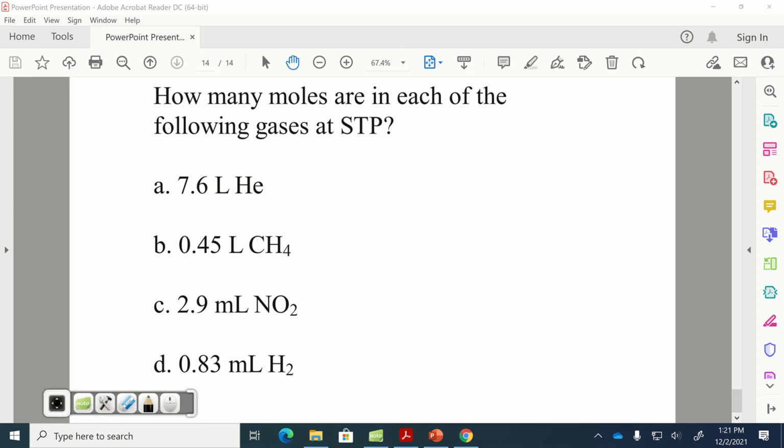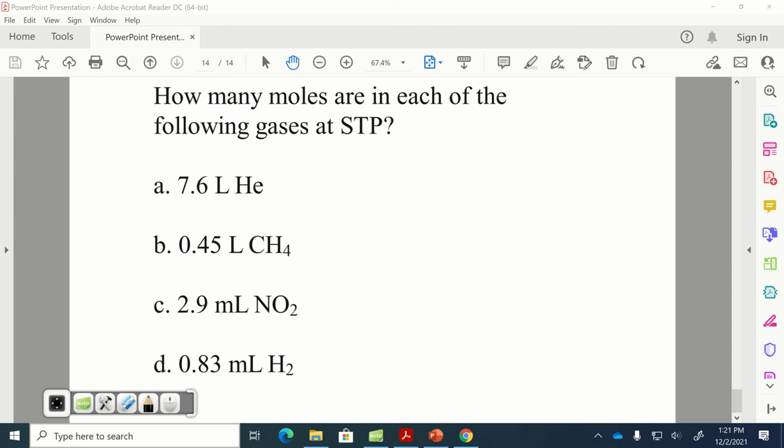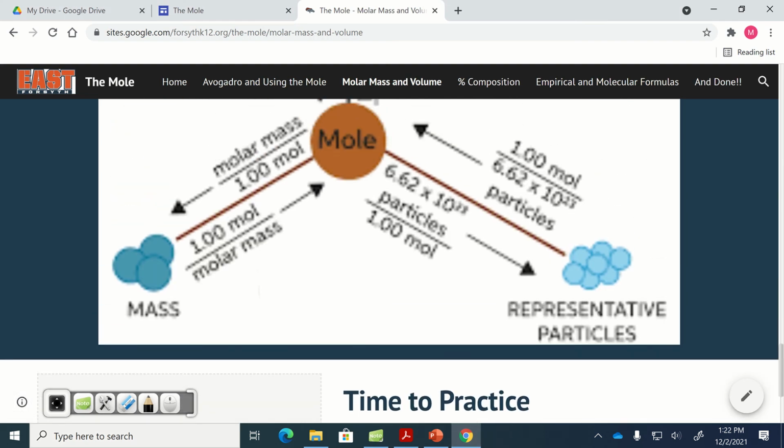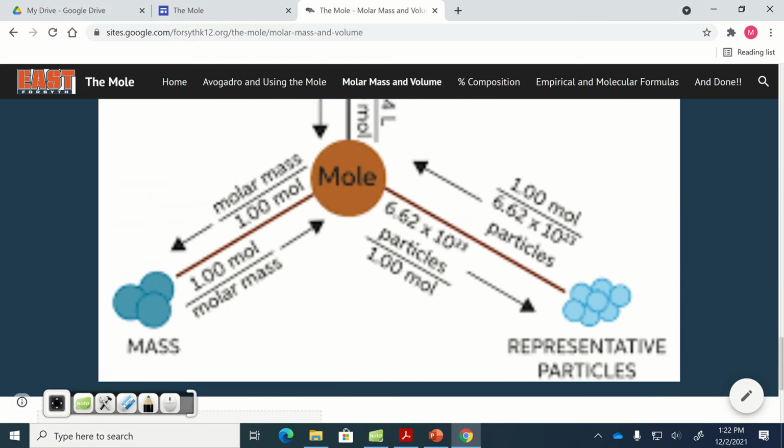One more thing to do, and maybe we'll do 2 of these problems. What about the 2-step problems? So let's say, for instance, that I have 35 grams of water, and I want to know how many molecules this would represent. 35 grams of water, and I'm trying to go to molecules. Let me go back to my site here. So I'm in mass, and I'm trying to get to particles. What this means is I need to change my mass back to moles first, and then I can change it to particles.